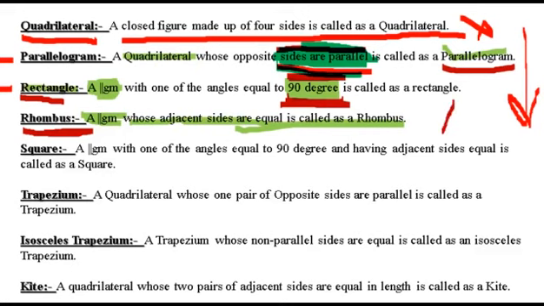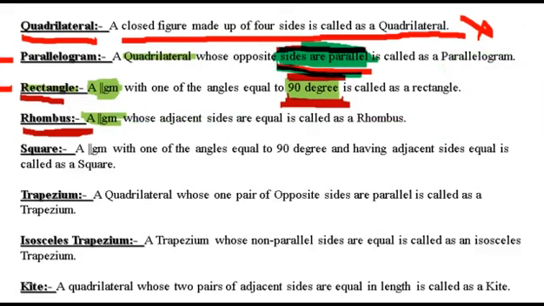So let me say I have a parallelogram here. In this parallelogram, this side and this side, they're called opposite sides. This side and this side, they're called opposite sides. While this side and this side, they're called adjacent sides. This side and this side, they're called adjacent sides. Similarly, this side and this side, they're called adjacent sides. So a parallelogram whose adjacent sides are equal is called a rhombus.